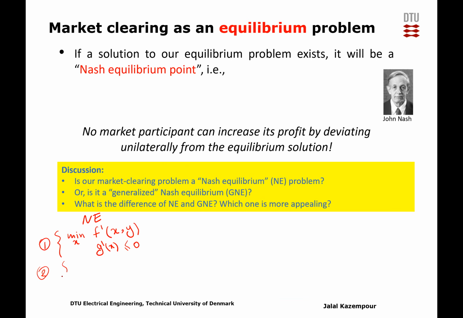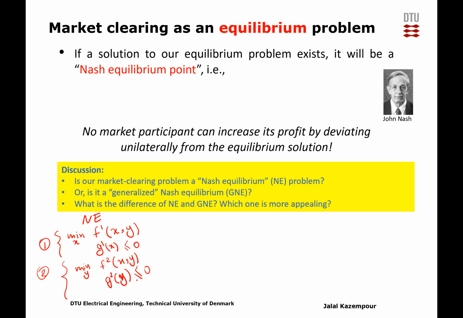The second one, for the second player, is minimizing over y. Again, the objective function, this is not a square, it's a superscript, f2 as a function of x and y, and the constraint is g2 of y, again not a square, lower than or equal to 0. Okay, so we have two optimization problems.